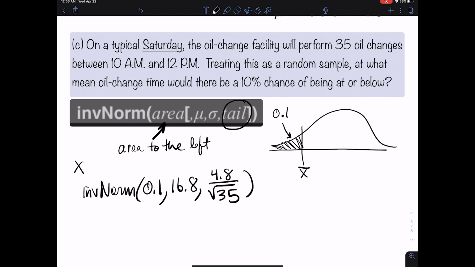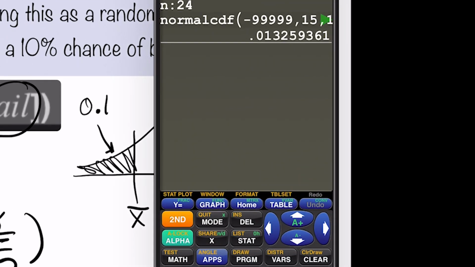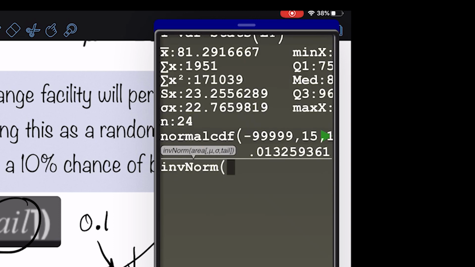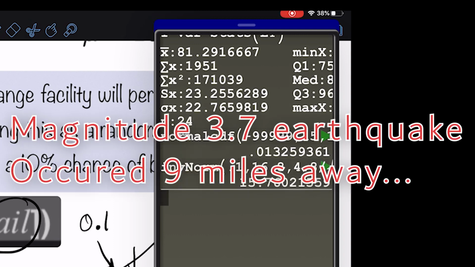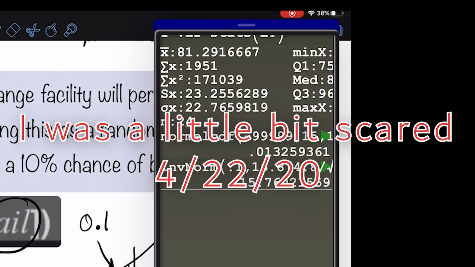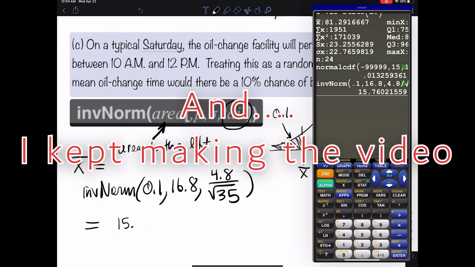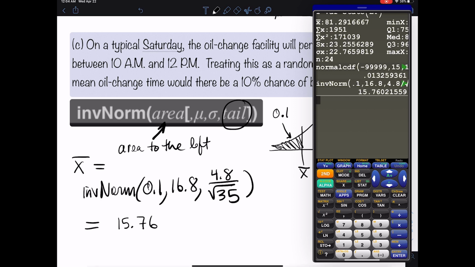We can say that x bar equals this, which equals, let's see, second distribution, inverse norm. We're going to plug in 0.1, comma, 16.8, comma, 4.8 divided by square root of 35. So we get 15.76, and that's in minutes. All right, so that answers the question. Hope that helps.